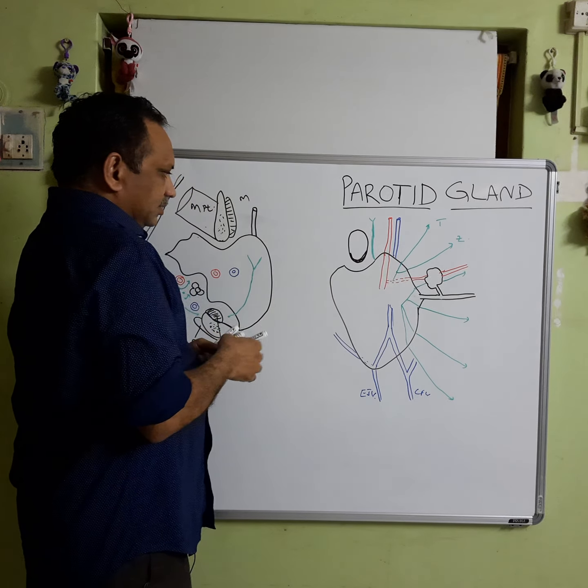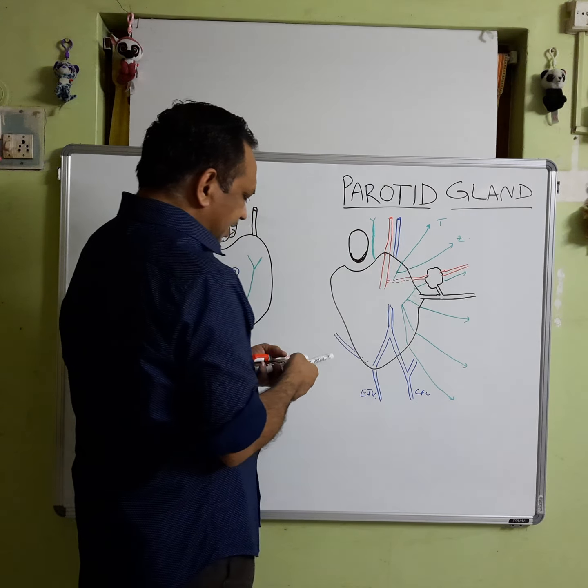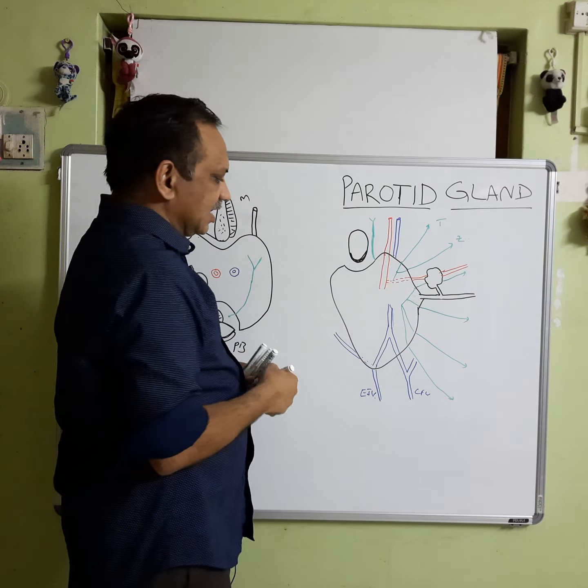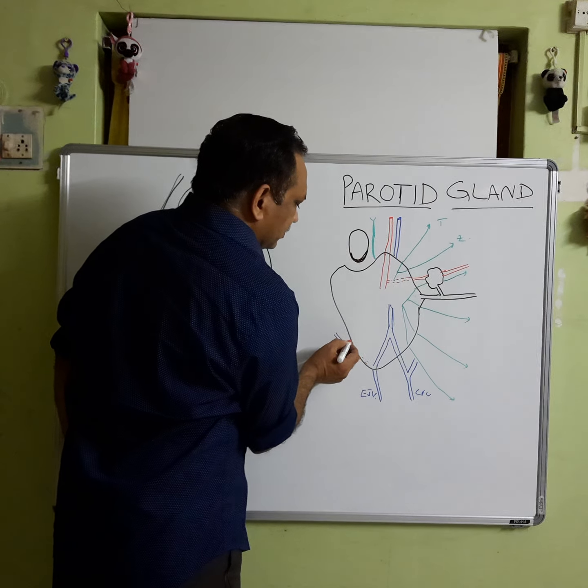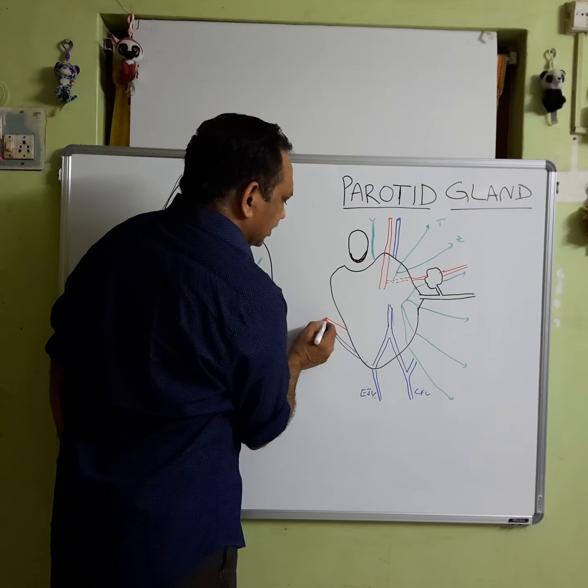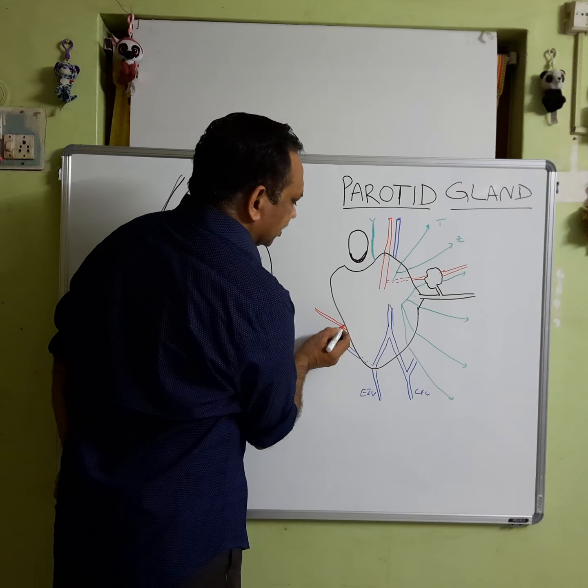Then, before dividing into the superficial temporal and maxillary arteries, we have the posterior auricular artery, which is a branch of the external carotid artery.